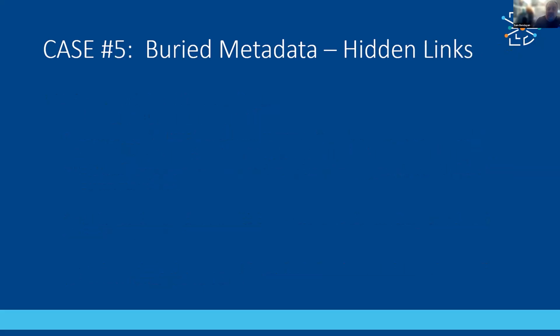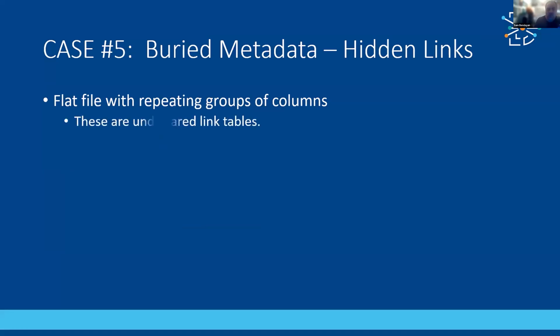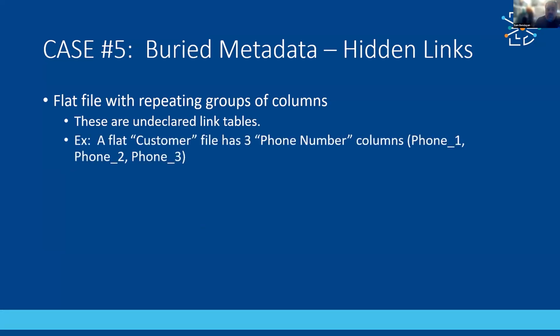The second case of buried metadata has to do with repeating groups of columns. And in some cases, these could be undeclared link tables. So for example, you've got a flat customer file. You're getting one file. The file has three phone number columns, phone 1, phone 2, phone 3. You might be tempted into saying, you know what? It's a customer key, put it in a hub. It's a hub sat, slam all the other columns into the satellite and you're done.